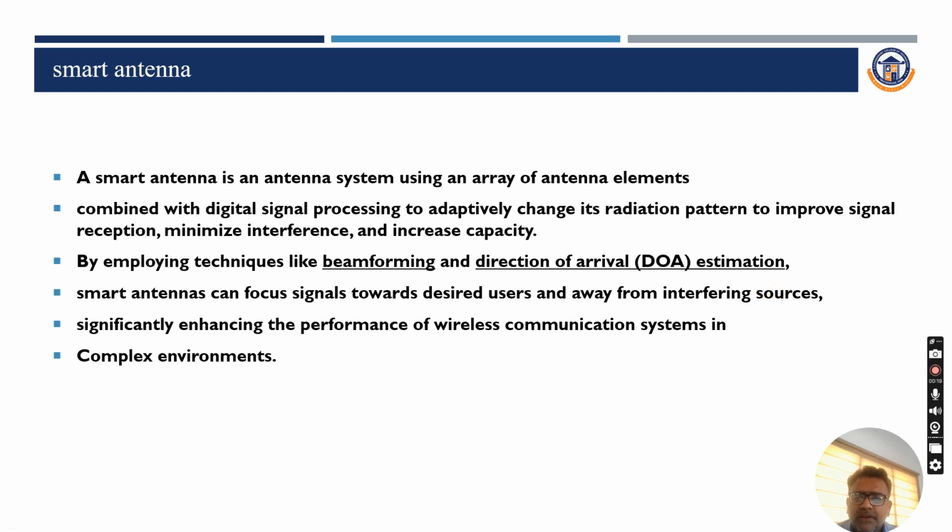A smart antenna is an antenna system using an array of antenna elements, which combined with digital signal processing to adaptively change its radiation pattern to improve signal reception, minimize interference, and increase capacity. By employing techniques like beamforming and direction of arrival estimation, smart antennas can focus signal towards desired users and away from interfering sources. It significantly enhances the performance of wireless communication systems in complex environments.